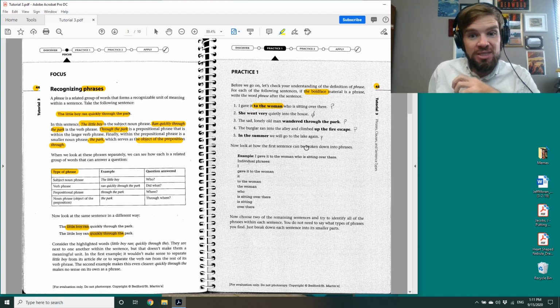Now, look at how the first sentence can be broken down into phrases. So the example, I gave it to the woman who is sitting over there. Here are the individual phrases that Professor Ferris points out for us. I gave it to the woman. It to the woman. Who is sitting over there. Is sitting over there.